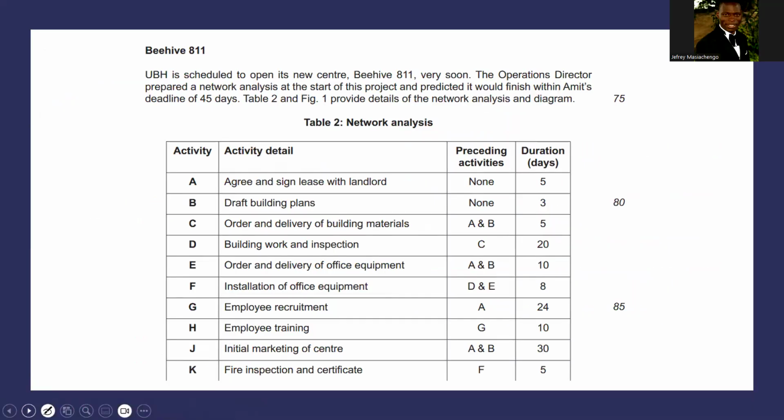All right. This is a past paper, Beehive 811. UBH is scheduled to open its new center, Beehive 811, very soon. The operations director prepared a network analysis at the start of the project and predicted, so you see the issue of estimates, all right, and predicted it would finish within Amit's deadline. So you see now, deadline of 45 days. Table 2 and Fig 1 provide details of the network analysis diagram.